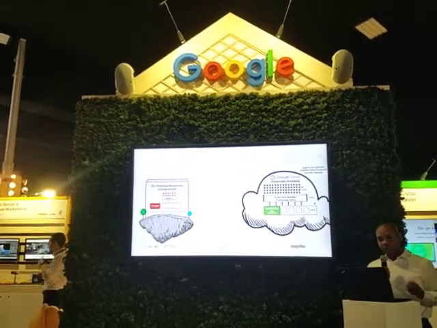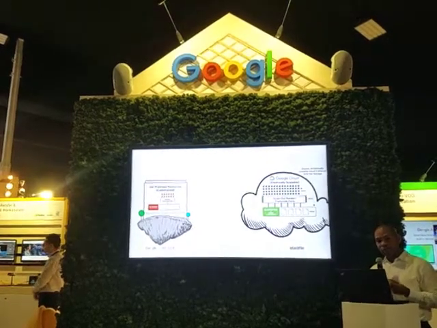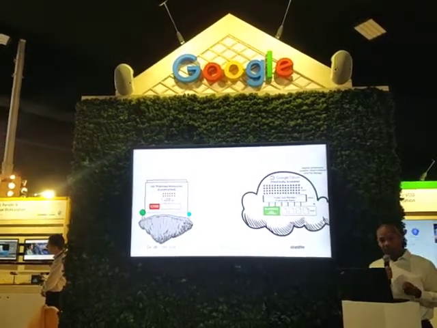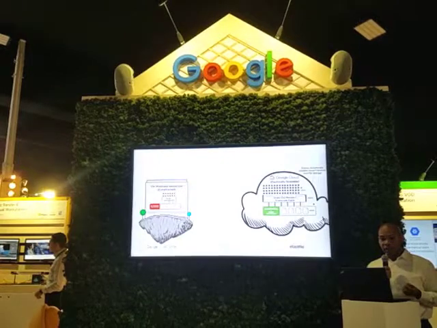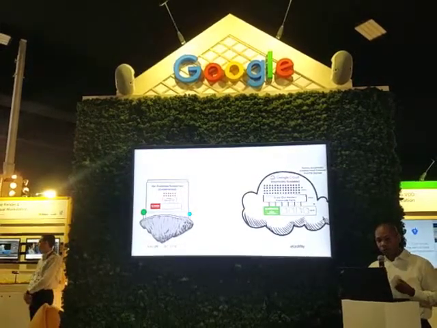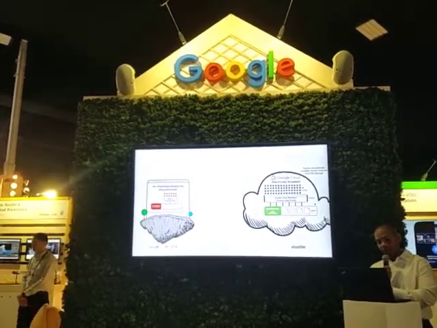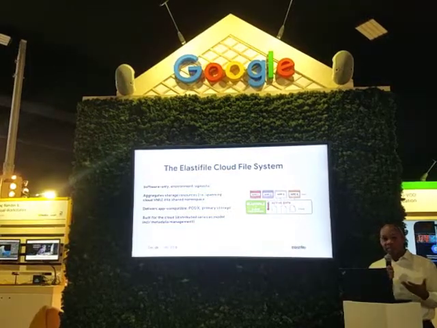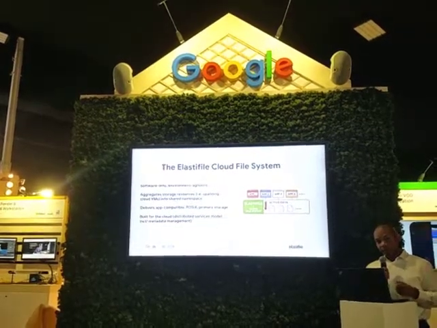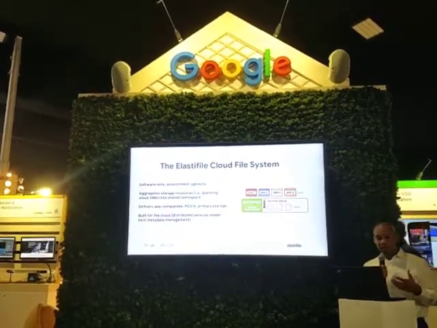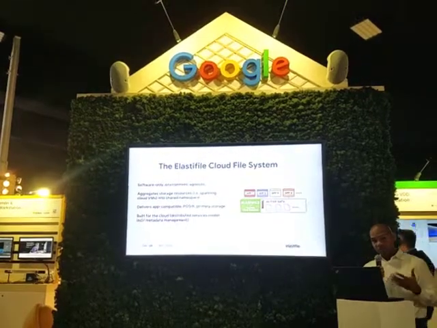We're providing these applications with a scale-out, high-performance distributed file system so they can run seamlessly in Google Cloud without having to change those workflows, without having to refactor those workflows or applications. We do that by leveraging something called the Elastifile Cloud File System. This is what we provide. It's a software-only, environment-agnostic, scale-out distributed file system that runs in Google Cloud.